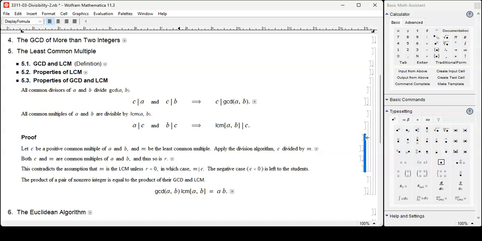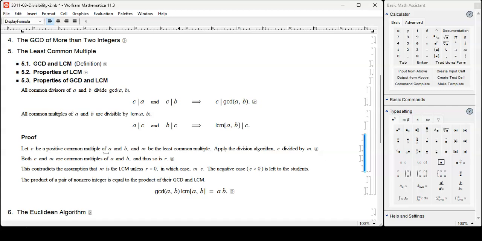Let's see if we have a positive common multiple of A and B. Let's begin with that first, and the negative case is left to the students. As a matter of fact, that's really nothing. If C is negative, then C is the negative of, say, C prime, which is positive, and you work it out for C prime, and then put the negative sign at the very end. So we don't really have to worry about the negative case. That part is left to the students.